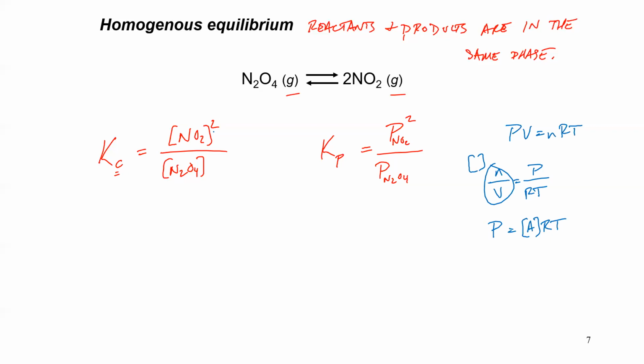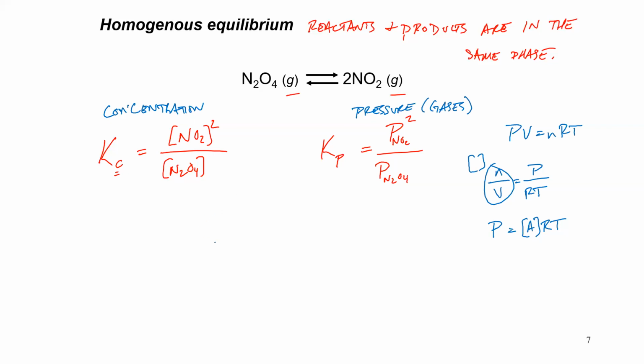And so if we square the concentrations, we're going to square the pressures as well. And so we have it in terms of concentration. We have it in terms of pressure. Now, of course, we're not going to use the Kp if it's all solids. We're not going to use Kp if it's all aqueous. We're only going to use this if it's gases. Now, because pressure and concentration are related to one another by the ideal gas law, there's a relationship between Kc and Kp. And so if you know one, you can figure out the other.